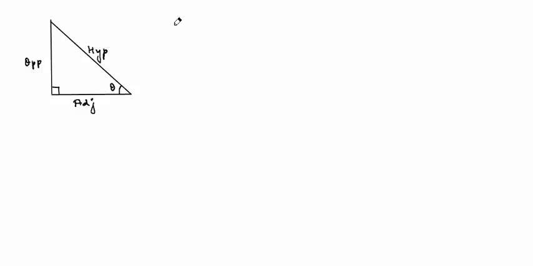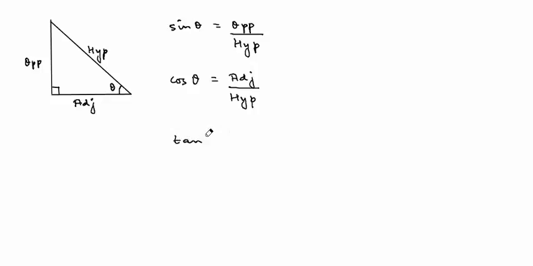We know that sine theta is equal to opposite over hypotenuse. Cosine theta is equal to adjacent over hypotenuse. And tangent theta is equal to opposite over adjacent.